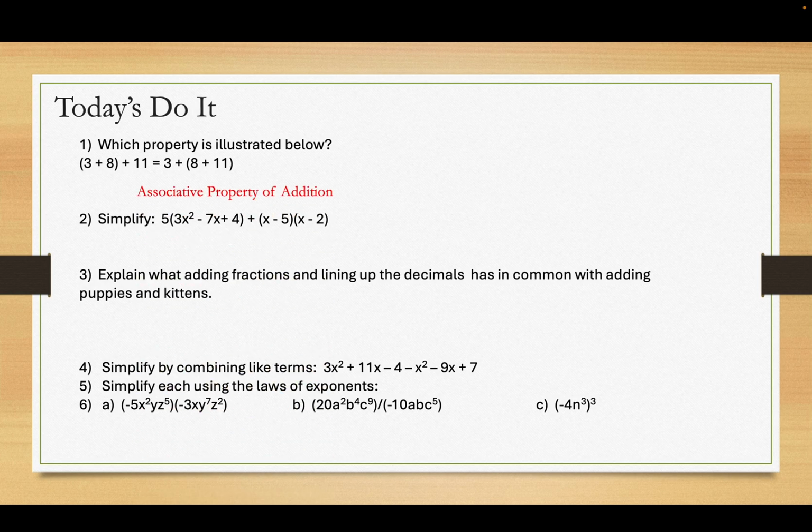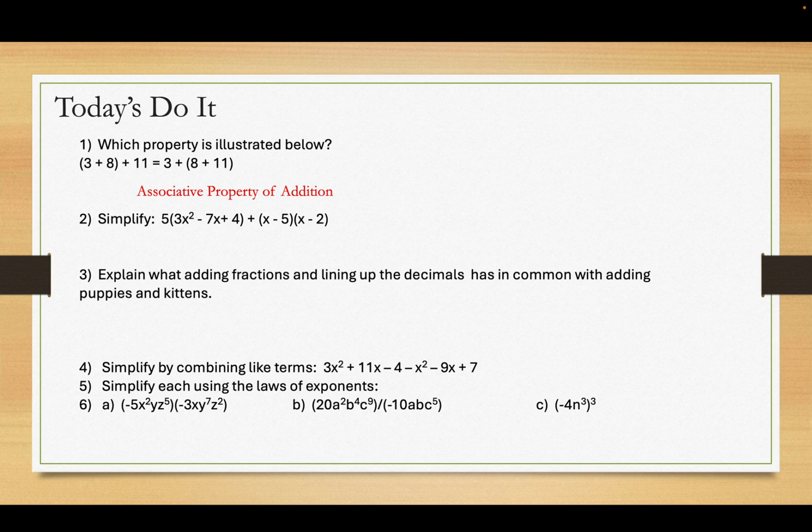Okay, first one, what properties illustrated? In this case, you'll notice that the 8 is changing who it's being grouped with. Anytime you change grouping and have equality, it's the associative property, in this case, of addition.